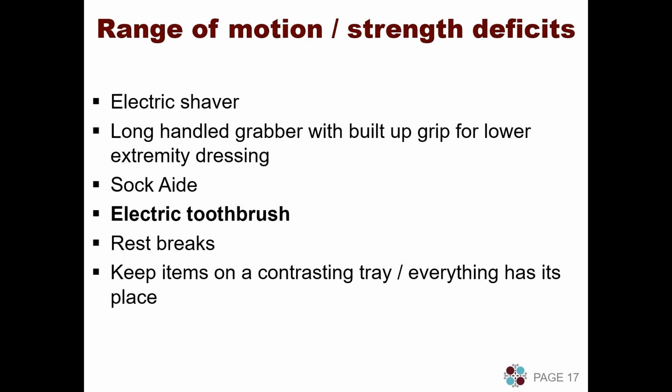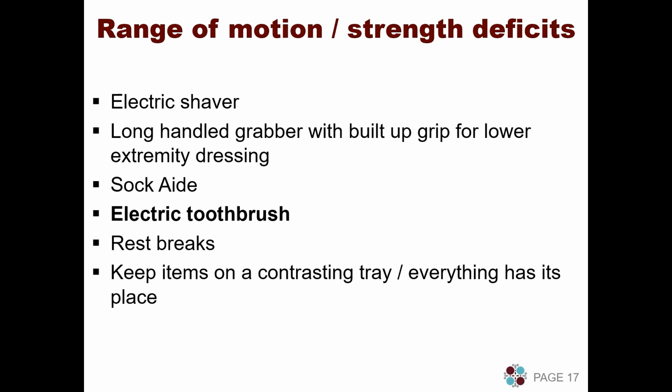A sock aid. If you're not familiar, a sock aid essentially holds the sock open, making it easier for the individual to slide their foot in, especially for an individual with decreased finger range of motion, strength, decreased dexterity, or just hand pain. Electric toothbrushes generally have a built-up grip, which is really nice for individuals that have range of motion deficits. And if you can look for one that has contrast, that's easier to identify visually.